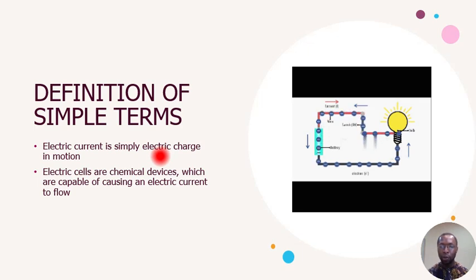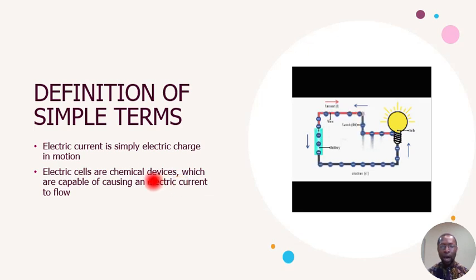Then another concept we must consider is electric cells, which is our major topic this morning: electric cells and electrolysis. Now, electric cells are just chemical devices which are capable of causing an electric current to flow. We have said electric current is the flow of charge, right? But now the cause of this flow of charge is called the electric cell, the device that allows the flow of electric current.